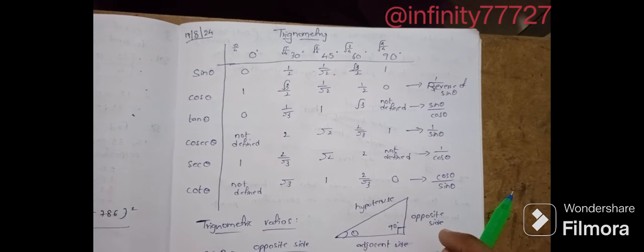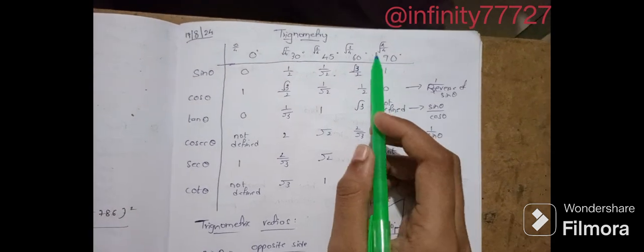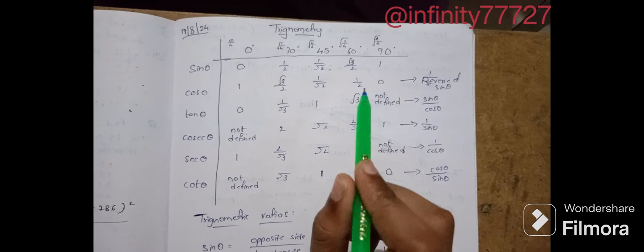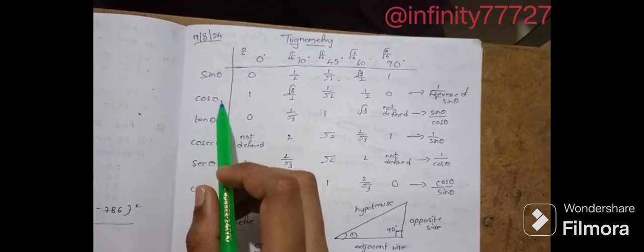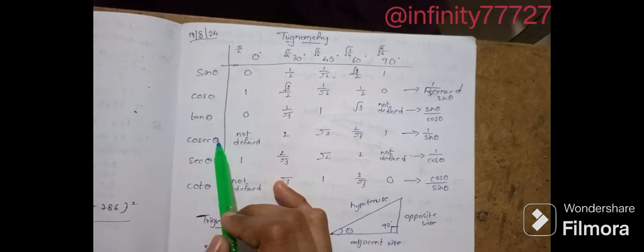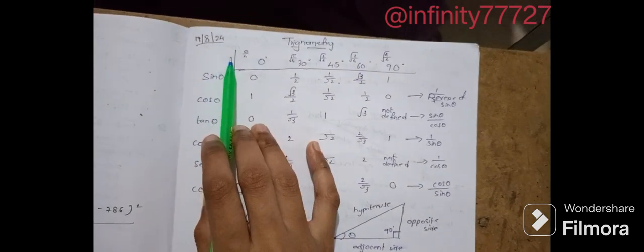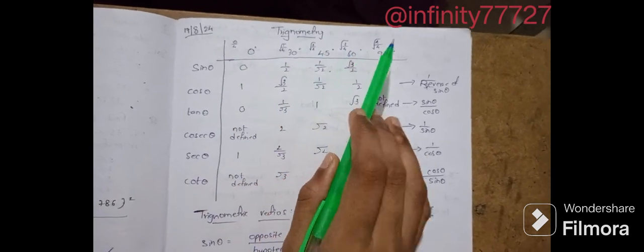Hello everyone. In this video, let us know the basic concepts of trigonometry. First, we need to know the trigonometric ratios here. For this, I have an easy trick. Let us quickly know that. First, write vertically all these like sin theta, cos theta, tan theta, etc. And horizontally write 0 degrees, 30 degrees, 45 degrees, 60 degrees, 90 degrees.